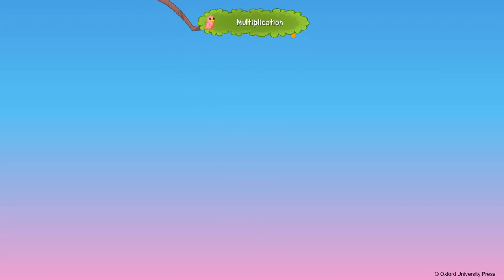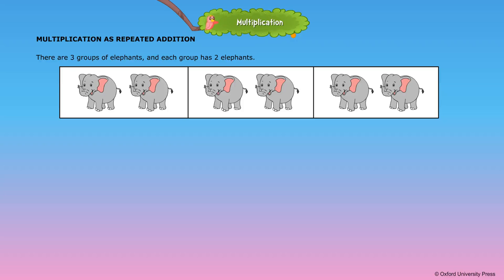Multiplication. Multiplication as repeated addition. There are three groups of elephants, and each group has two elephants. How many elephants are there in total? We can solve this by adding 2 plus 2 plus 2 is equal to 6.